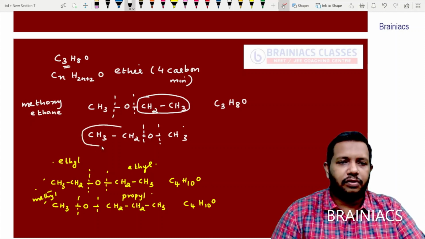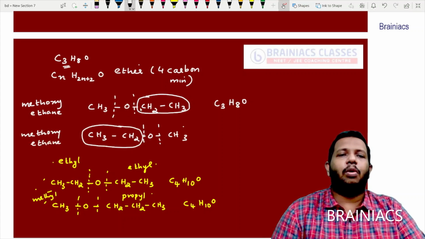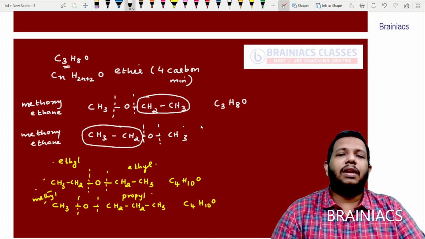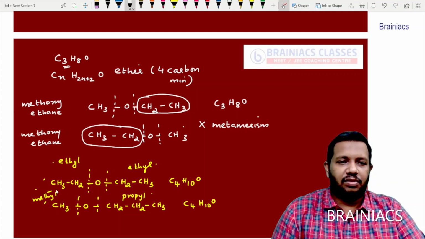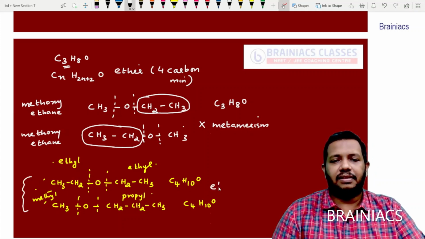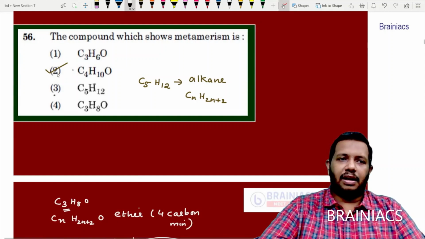Now here also I am trying to name the compound. I will choose the longest chain. So here also what is connected here? Methane. So I know this is also methoxyethane. That's why I told both are similar. So I can say this will not exhibit what? Metamerism. So minimum how many are required? 4 carbon atoms are required. That's why in this example, when 4 carbon atoms are coming for ethers, it is exhibiting metamerism. So the answer for this question is, as I told, option number 2.